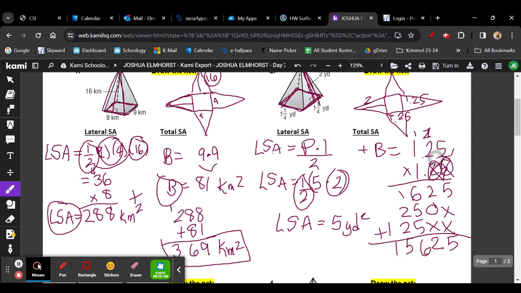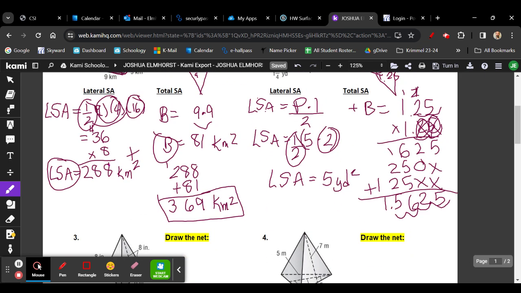And then we have 1, 2, 3, 4 decimal place values. We can add that to 5 for the total surface area. So we have 5. And let's round that to hundredths. We're going to end up with 6.56 yards squared.